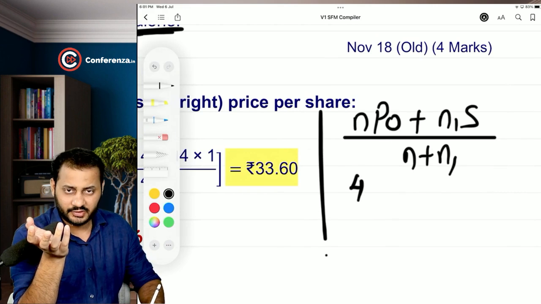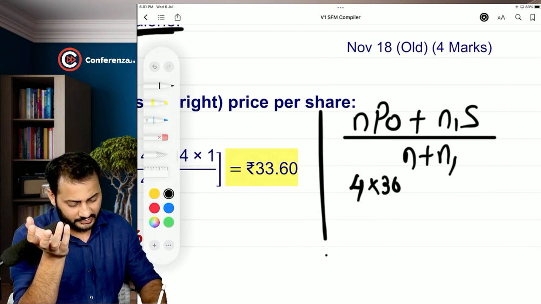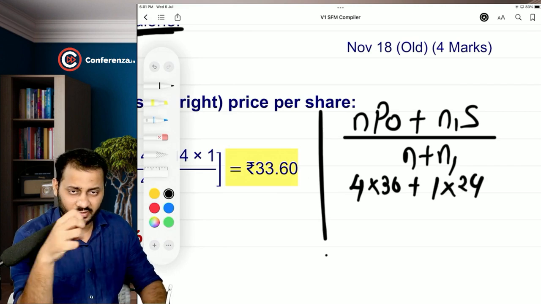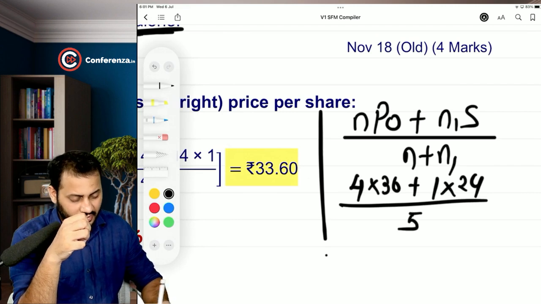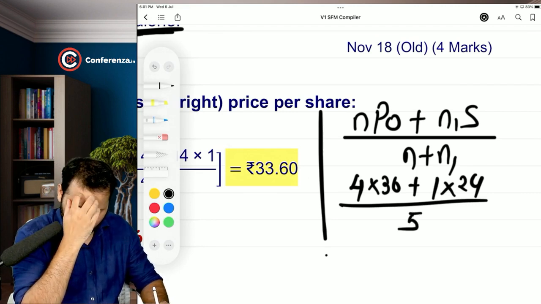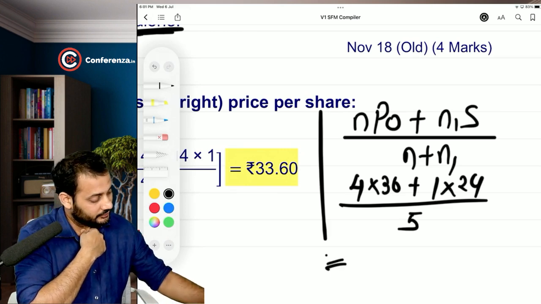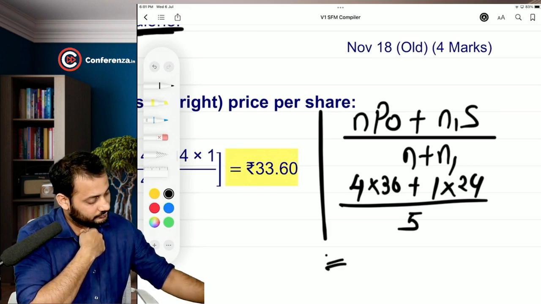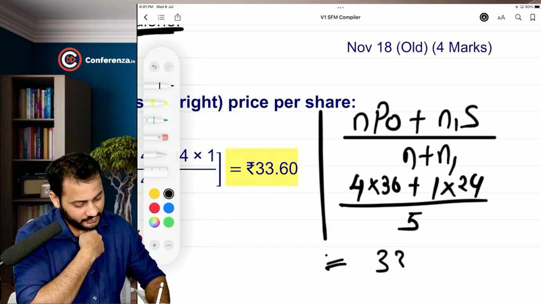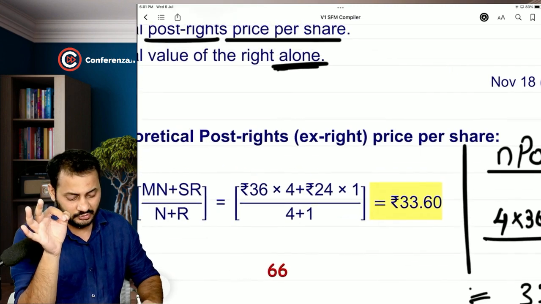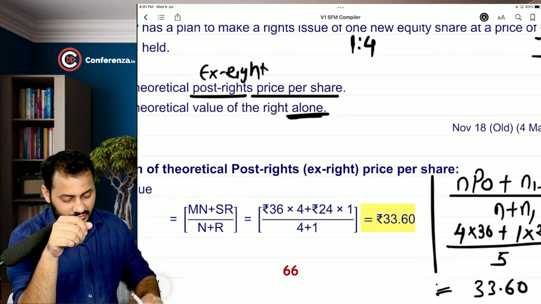Earlier 4 shares were there at 36, plus 1 share you are issuing in rights at 24. So you are raising a fund of 24 rupees. And after the rights issue, ex-rights date, there will be 4 plus 1, 5 shares in the coming time. So if you do the calculation, it will be 33.6.